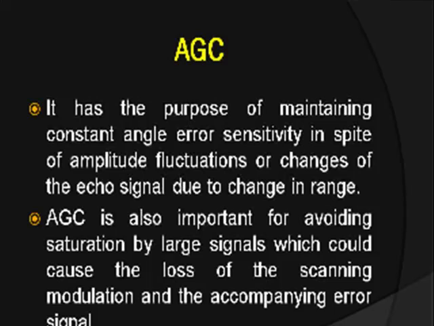AGC is also important for avoiding saturation by large signals, which could cause the loss of the scanning modulation and the accompanying error signal. Here, the AGC will provide a very low gain to the amplifier, and thereby the output is within the saturation limits, and thereby still with large input you will be able to track the targets properly.